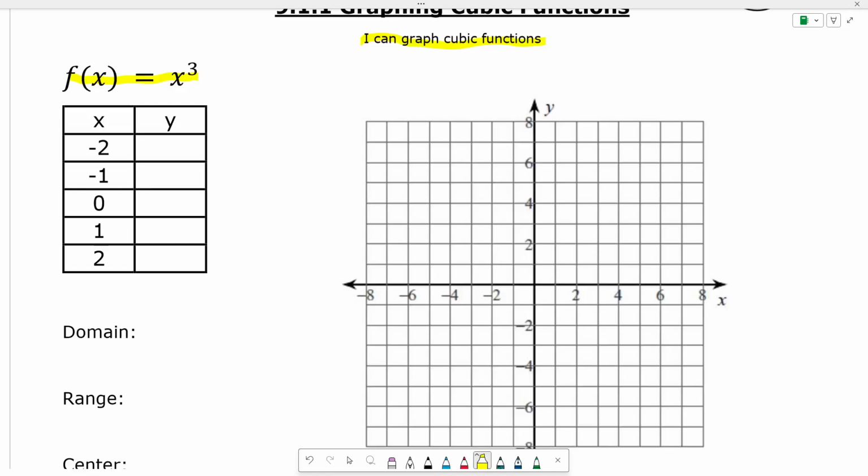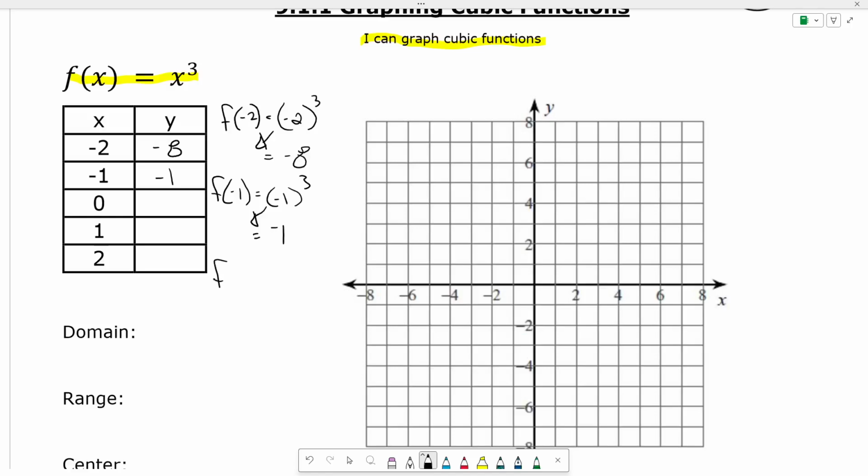I have a table set up right here. To fill in my table, I'm going to find f of negative 2. That means we plug in negative 2 where the x was. Negative 2 to the third power is negative 8. And we do that for each one going down the table. F of negative 1 means negative 1 to the third power. Negative 1 times negative 1 times negative 1 gives me negative 1.